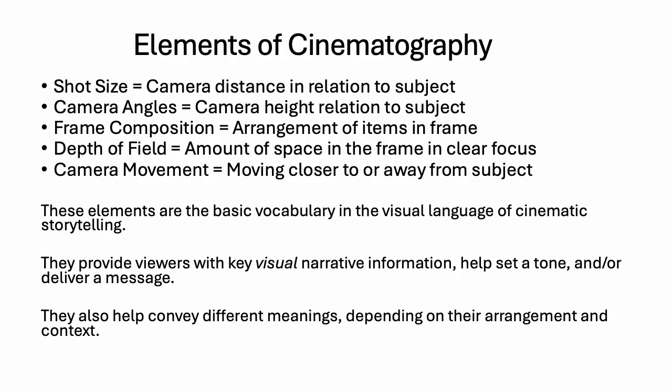It's important to keep in mind how these elements of cinematography relate to the visual language of cinema. These elements provide viewers with key visual narrative information. They help set a tone, convey a concept, or deliver a particular message. They also help convey different meanings depending on their arrangement and context. Now, this is the art of cinematography, in being able to tell the story visually through the use of different shot types, camera angles, or camera movements.